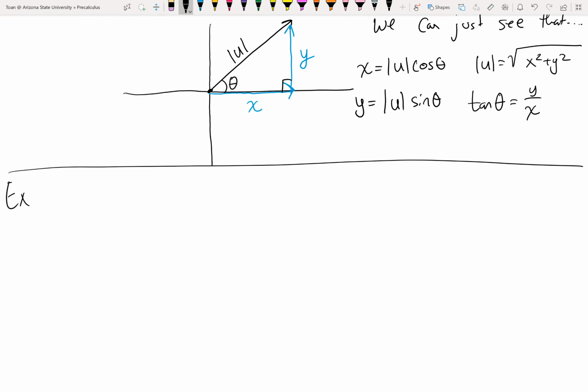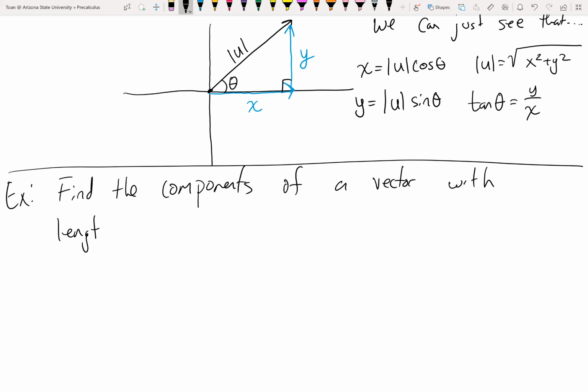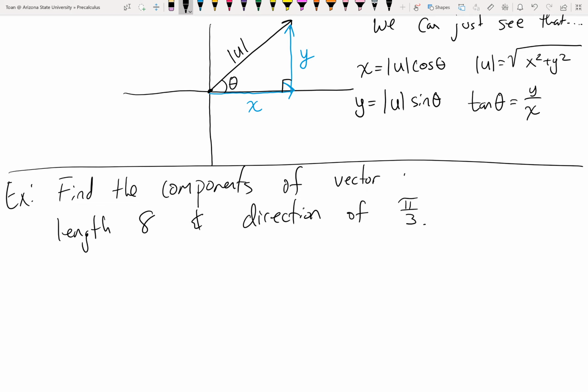So example, find the components of a vector with length, remember the word length means magnitude, length 8, and direction of pi thirds radians. Just to make the labeling easier, let's give this vector a name. So find the components of, say, vector u with length 8 and direction of pi thirds.